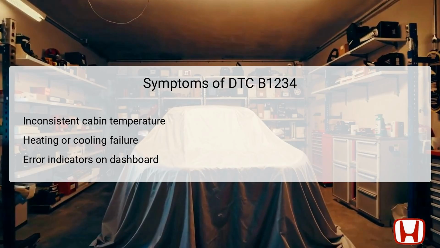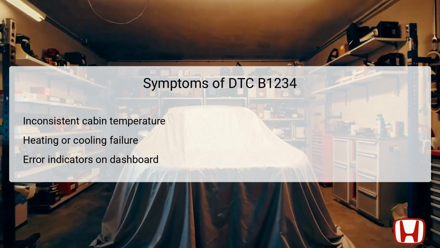Diagnosing the problem involves checking the continuity and voltage levels in the affected circuits, ensuring all connections are secure and intact for proper functionality. Symptoms associated with DTC B1234 often manifest as an inability of the climate control system to properly moderate cabin temperatures, resulting in discomfort for occupants.